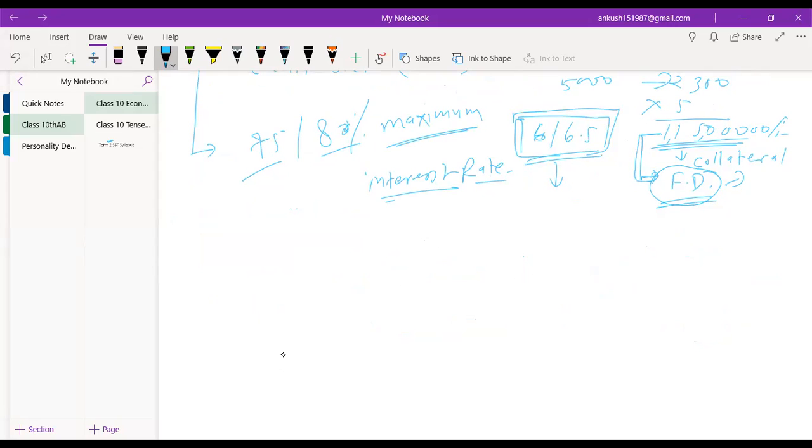Otherwise, again I'm telling you, every farmer would have gone to the bank directly. He would not have joined the cooperative bank and would not have become its member. Understood? Only to reduce this much burden upon him, they do such kind of things. Yes, was there any question?